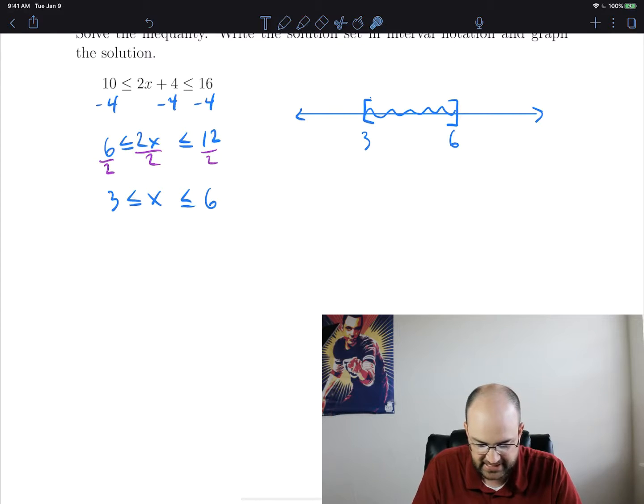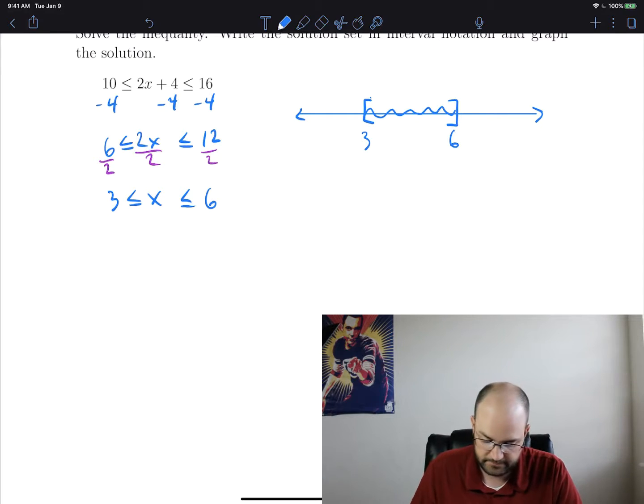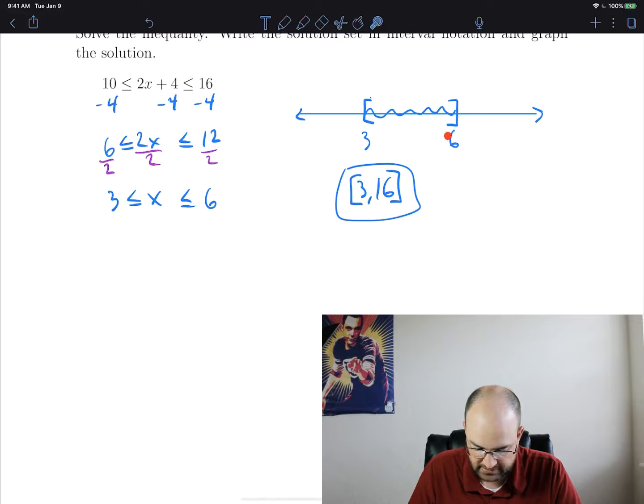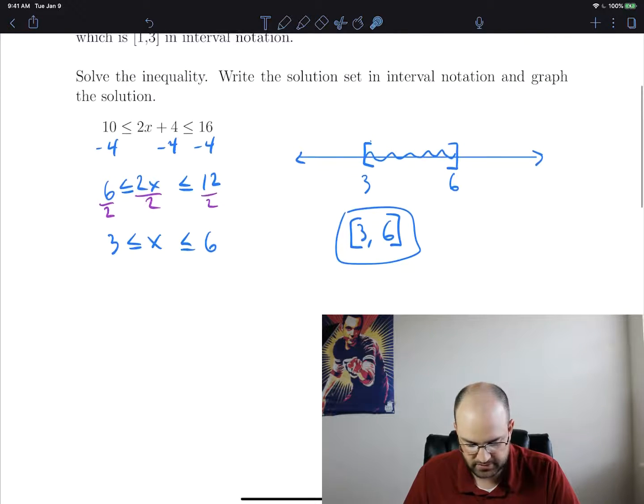Now, if this was a less than, I would use a parenthesis here. Or if this was a less than, I would use a parenthesis here. It just depends on whatever inequalities we're using. You can use any of them, depending on whatever situation that you have. And so that means that our interval notation here actually looks like this. 3 on the left, 6 on the right, and square bracket with a 3, square bracket with a 6. And that's pretty much it.